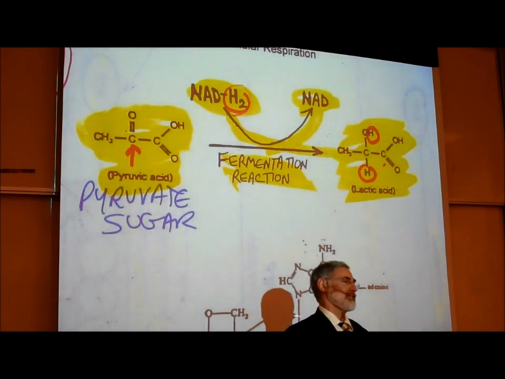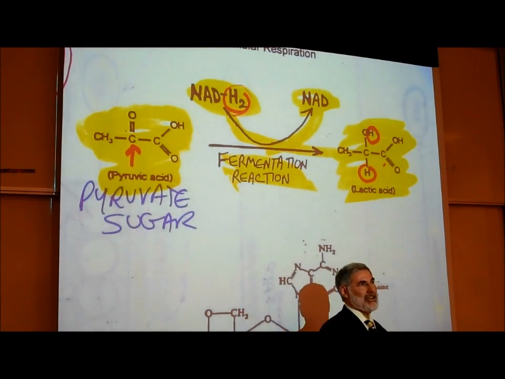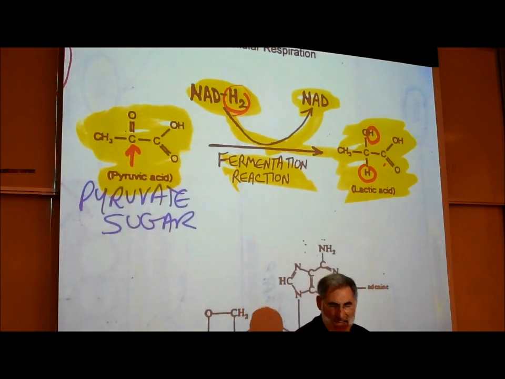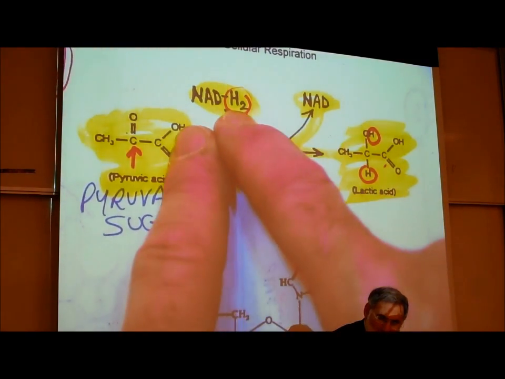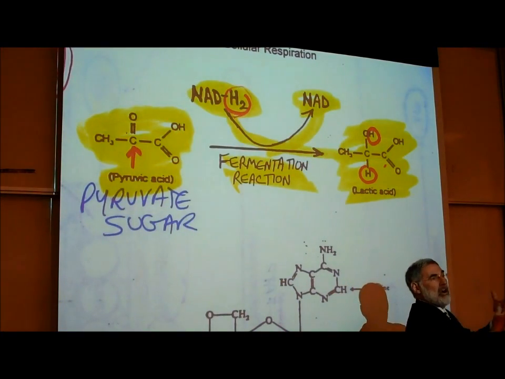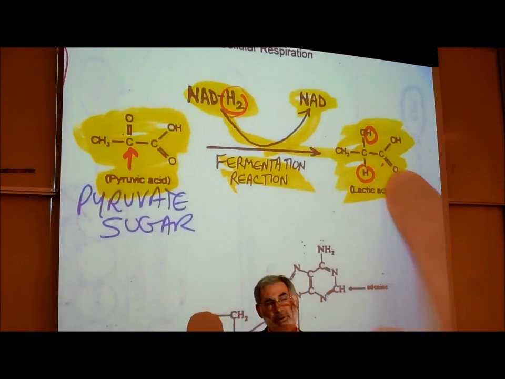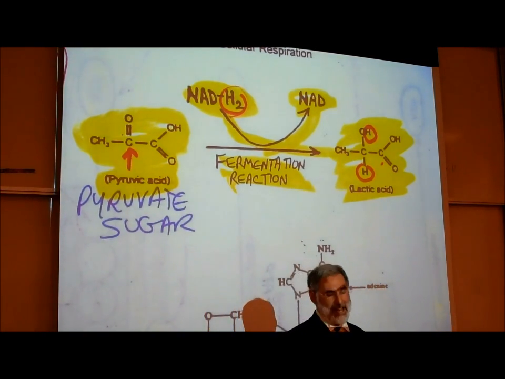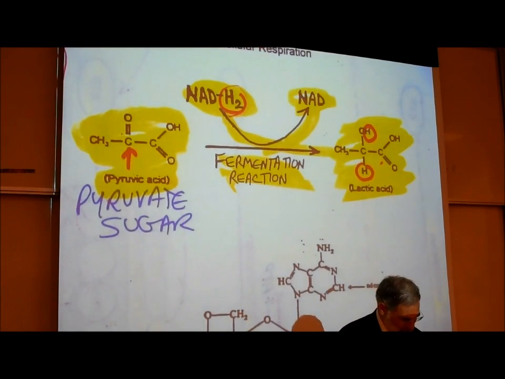This is reversible because when the cell does have oxygen available to it again, the NAD can go and pick up those hydrogens, reforming NADH2, and transfer those hydrogens onto oxygen to form water. So this was simply a temporary measure until the cell has oxygen again. That's the purpose of fermentation. So with that in mind, let's go back to page H3.